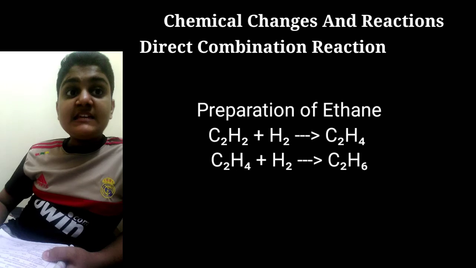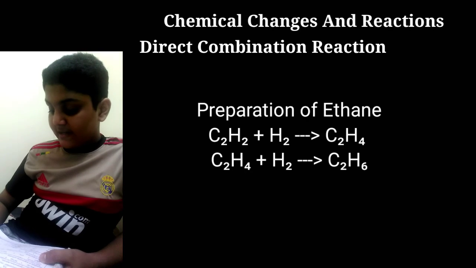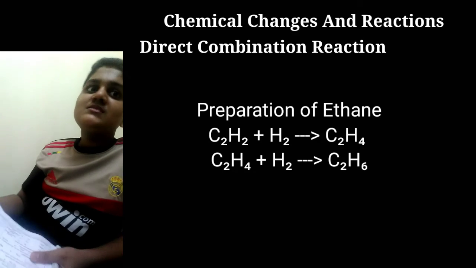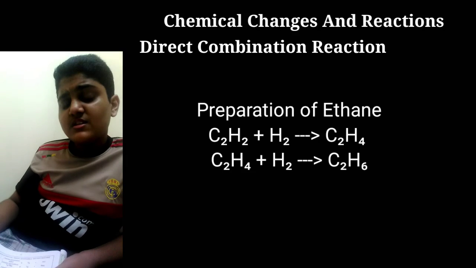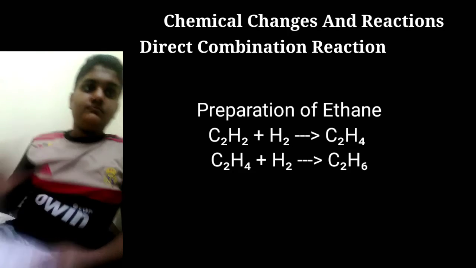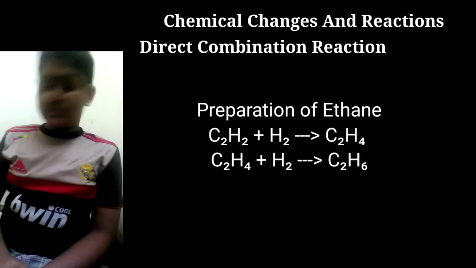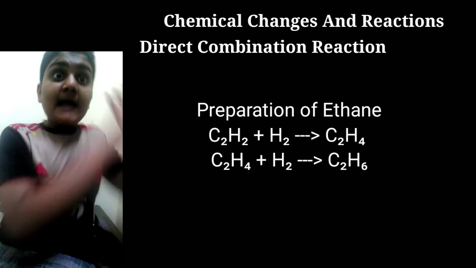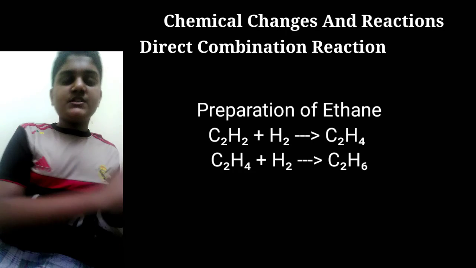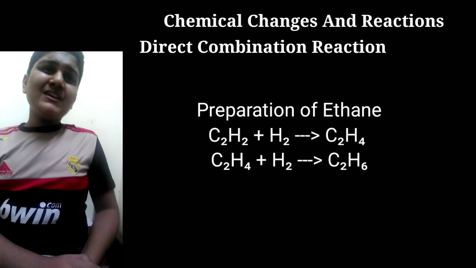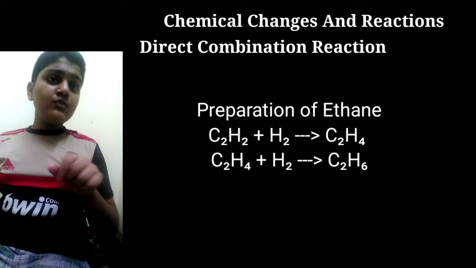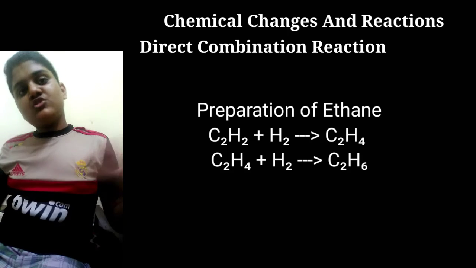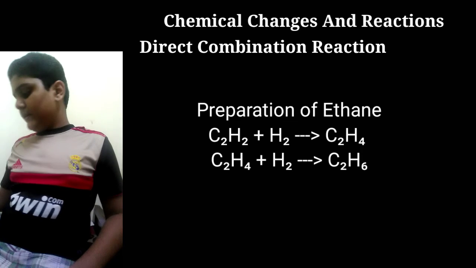Next is preparation of ethane. For that you need ethylene. So C2H4 plus H2 gives C2H6. Is this interesting? Listen. First of all, we took acetylene C2H2. C2H2 plus H2 gives C2H4 ethylene. That ethylene plus hydrogen, C2H4 plus H2, gives C2H6. So it is done in steps. First we add hydrogen to acetylene to give ethylene, and you will further add hydrogen to ethylene to give ethane.